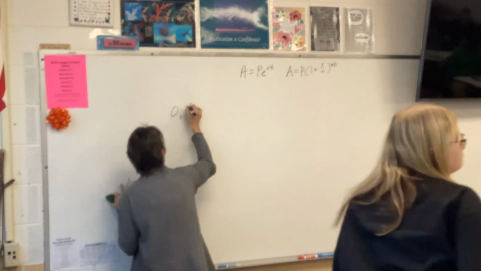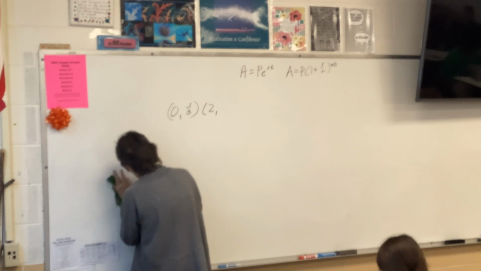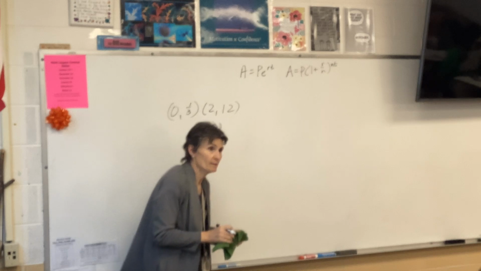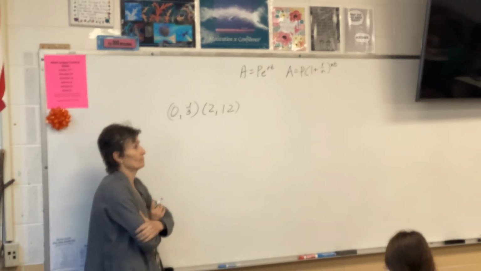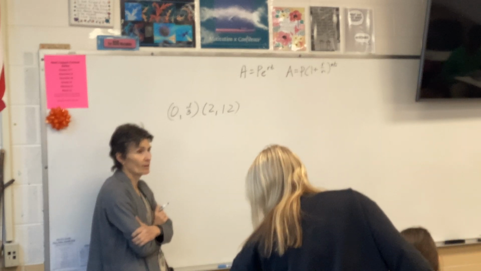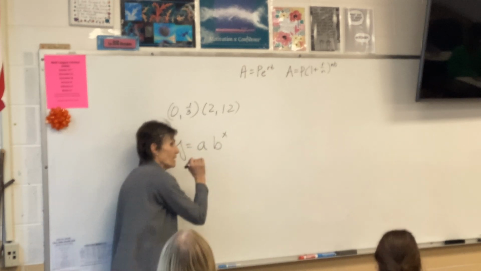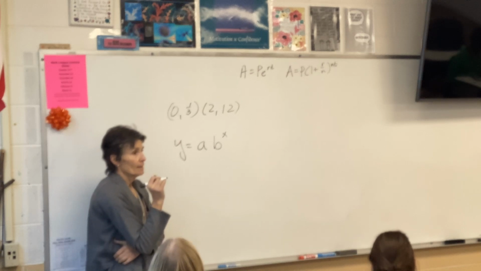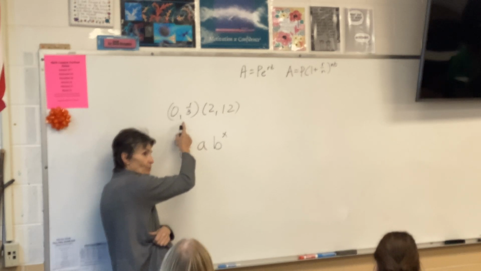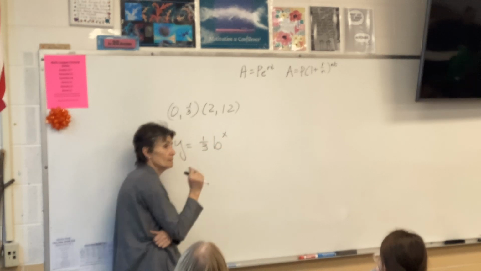Alright, so let's have 0, 1/3, and 2, 12. So we're gonna write the equation of an exponential. As soon as you see those words, write the equation of the exponential function, you're immediately gonna think what? Y equals AB to the x, right? And then your eyes are gonna look right here and say, whoop, there's my initial value. So instead of AB to the x, it's gonna be 1/3 b to the x.